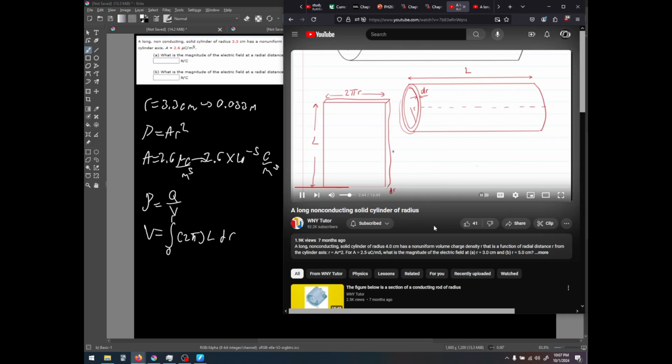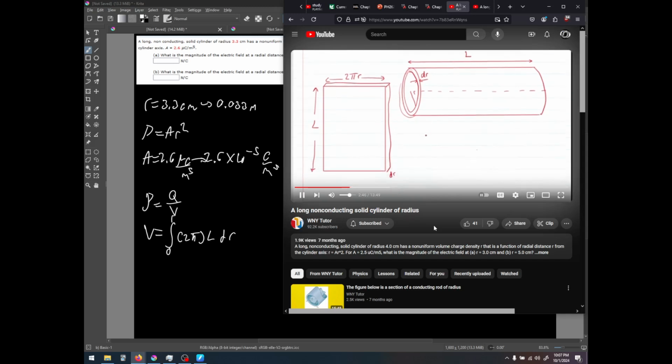Now, looking at this shape on the left side of your screen, that's essentially a rectangular prism. And the volume of a rectangular prism would just be its length times its width times its height. So basically multiplying the three dimensions together, 2 pi r multiplied by L multiplied by dr. That's going to be the volume of this cylindrical shell.